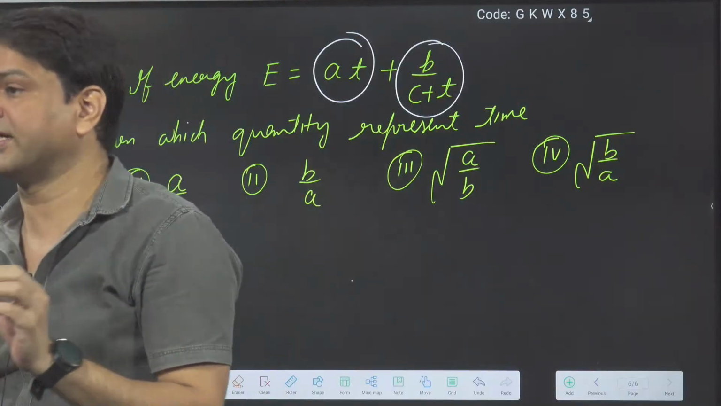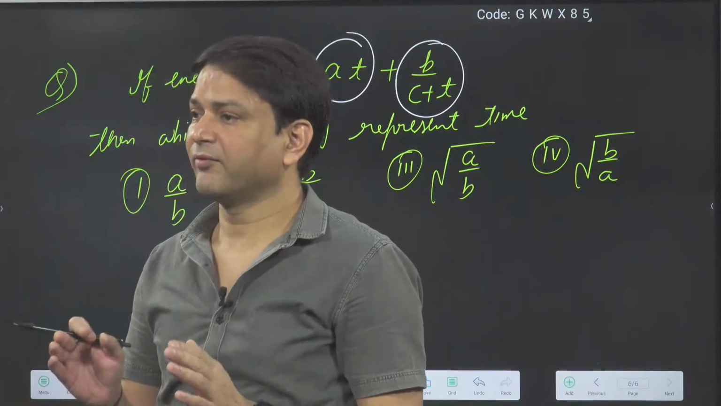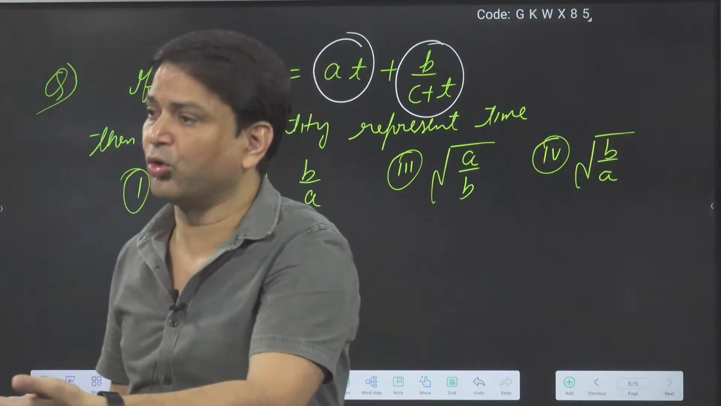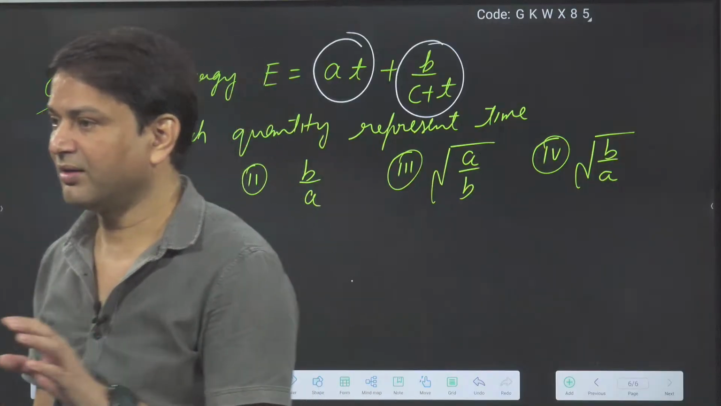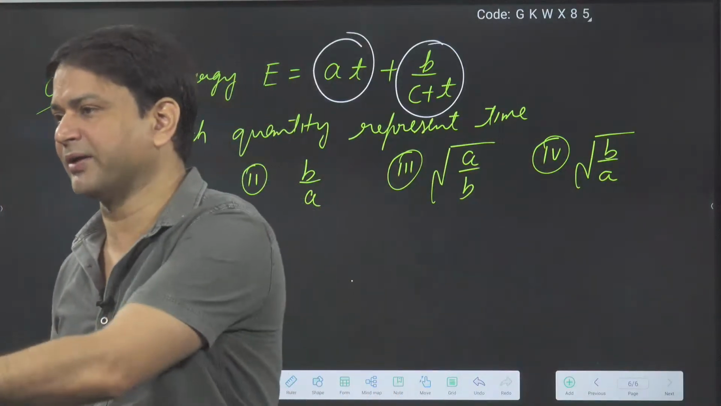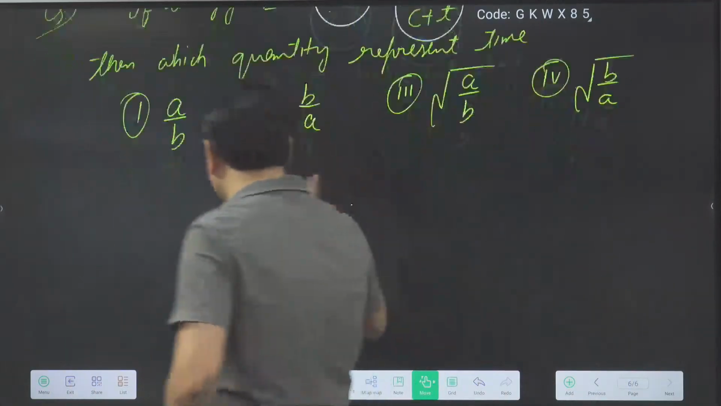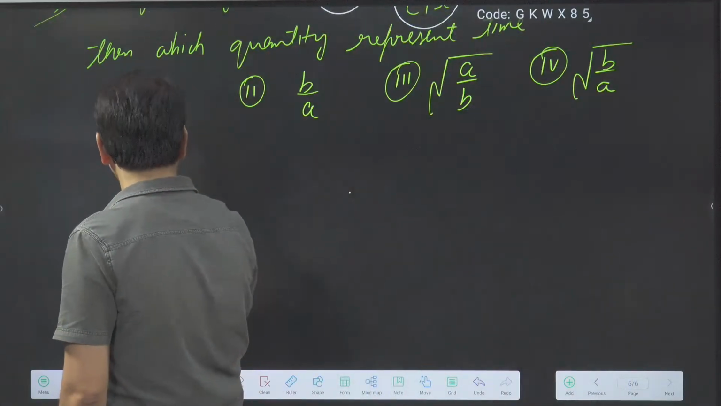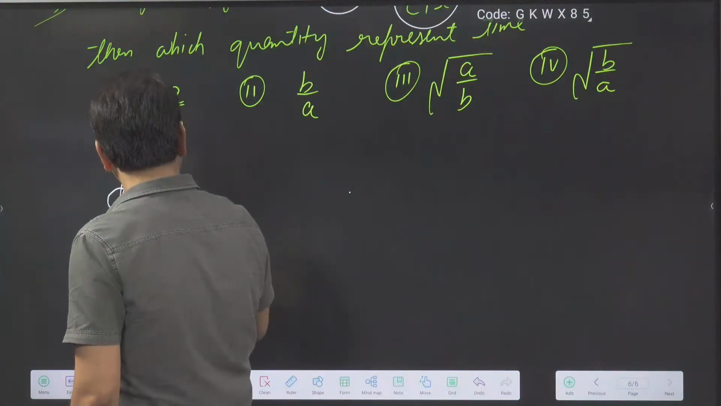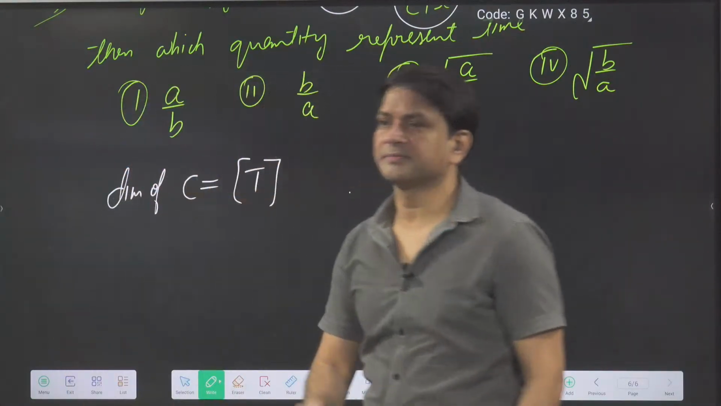But T plus T, what will I get? Time plus time, what will I get? If I'm saying T plus T, what will I get? T only. Don't say 2T, sir. Magnitude we are not dealing with. We are dealing with a unit or dimension. So time plus time is time. So what is the dimension of C? Time. Okay, so we can say dimension of C is equal to T. One thing.